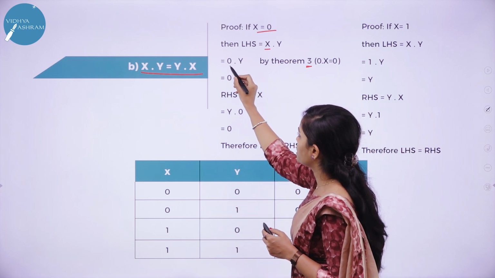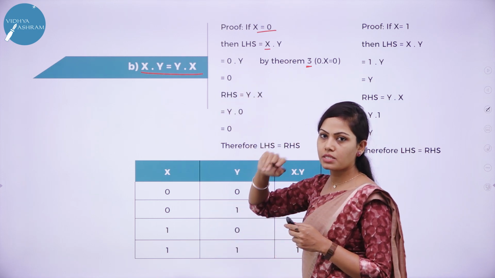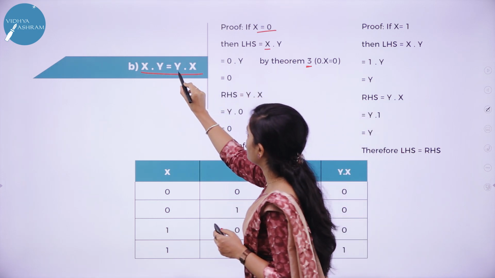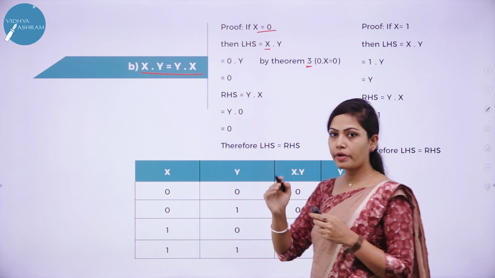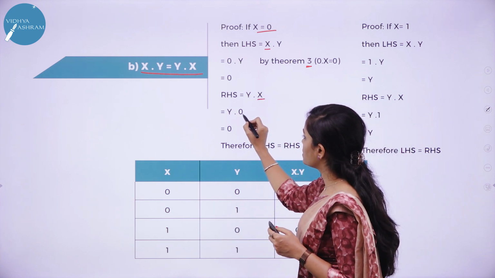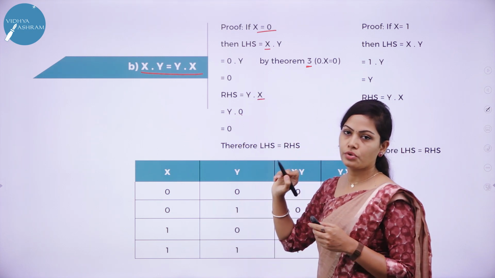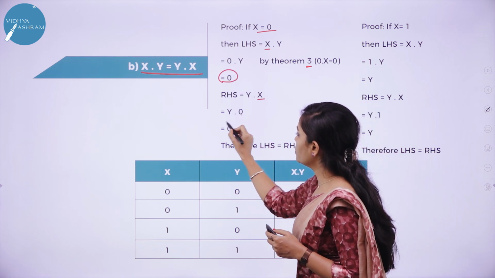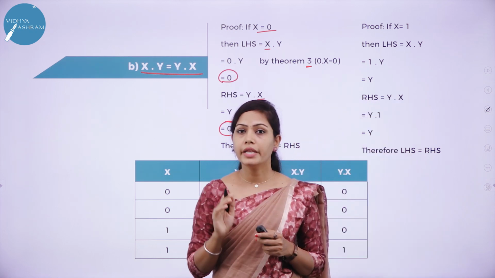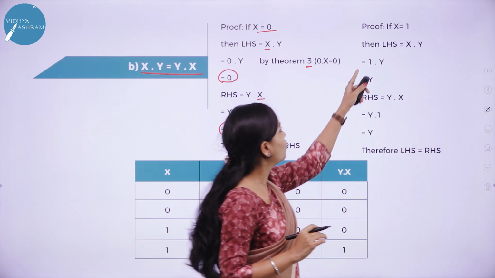In place of 0 into y, we can write it is 0. And RHS is y dot x. In place of x, substitute the value of x here, 0, y into 0 is 0. So, LHS is equal to RHS. Next, put x is equal to 1.